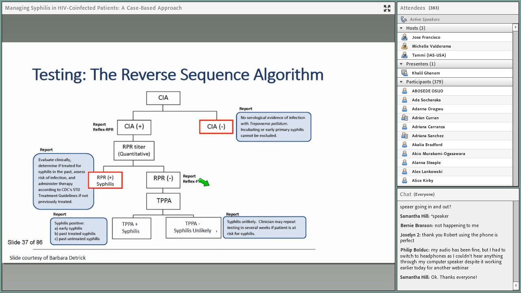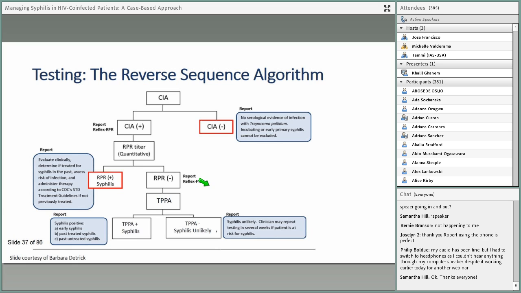And usually the labs will automatically order a different treponemal test. And usually the different treponemal test is the TPPA. And if the TPPA is negative, so now you have a negative TPPA, a negative RPR, and a positive CIA, the most likely reason for the positive CIA is a false positive. The patient has a false positive CIA.